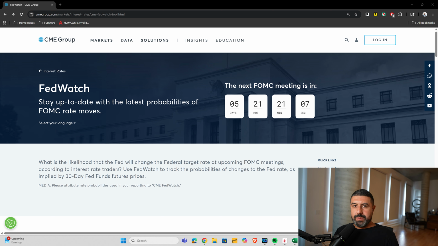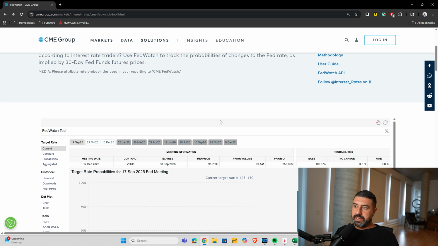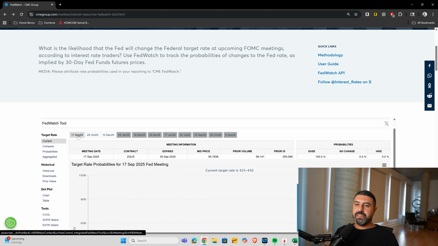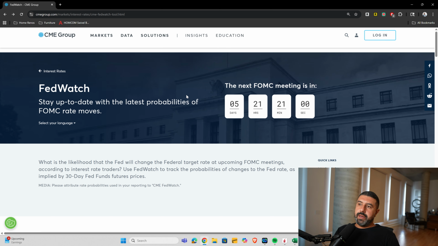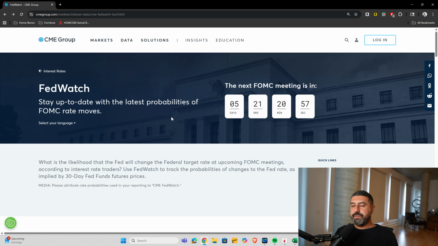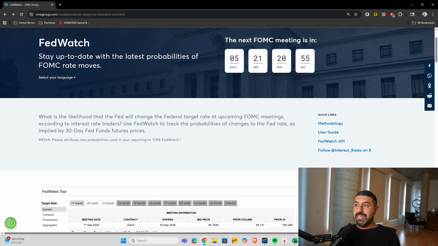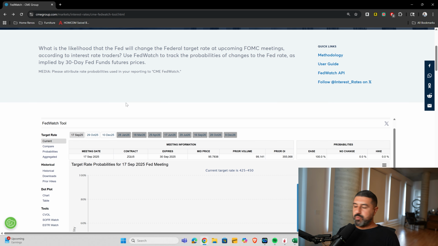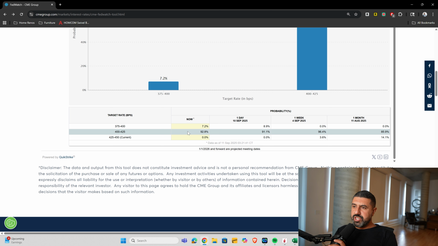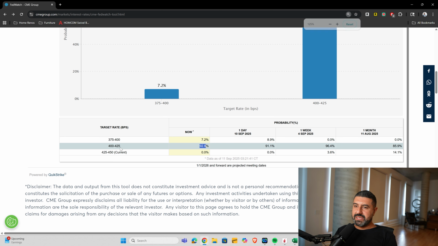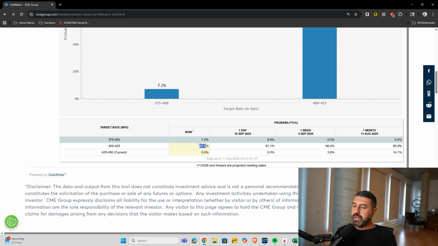So the next FOMC meeting is next week, in 6 days actually, on the 17th of September, next Wednesday. The expectation is that the Federal Reserve is going to decrease interest rates by 0.25%. Right now there's a 93% probability of a 25 basis point rate cut, so a 0.25% interest rate cut. There's a 7% chance of a 0.5% rate cut.